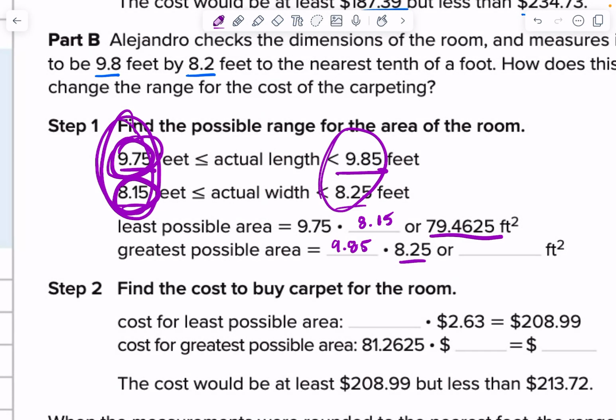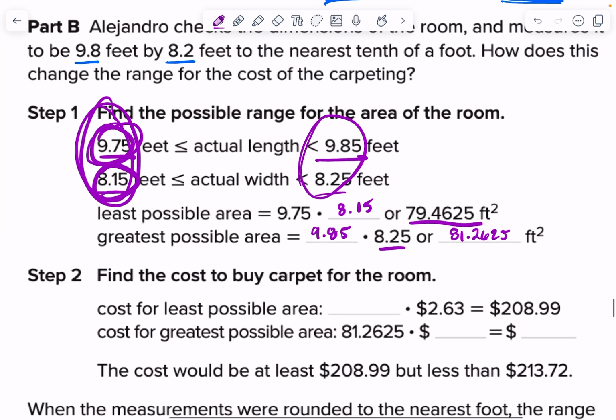So we have 9.85 by 8.25, and that is 81.2625 square feet. This is a lot closer together of numbers, right? We're talking 79 in comparison to 81. That's a little bit more precise for our square footage, all right?